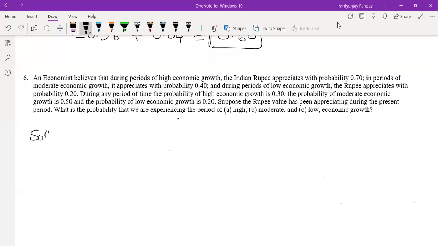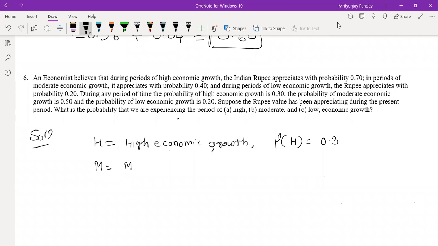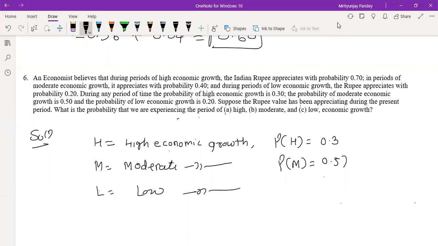Okay, so now let event H be high economic growth, right? And what is the probability of high economic growth? 0.3. M is moderate economic growth. And what is the probability of that? 0.5. Very good. Now L is low economic growth. That is P of L. The answer is 0.2.